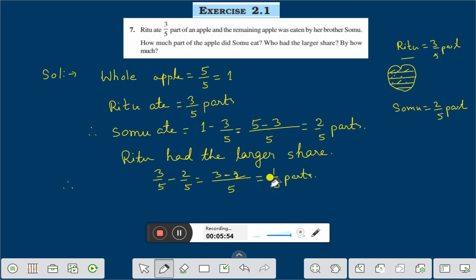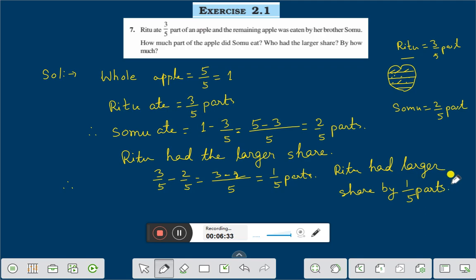Right? And by how much? That is by 1 by 5 parts. That means Ritu had a larger share by 1 by 5 parts. This is the answer. Again we are repeating here.